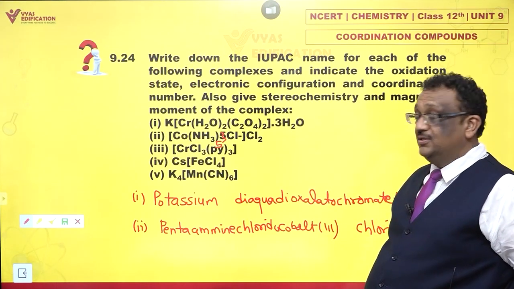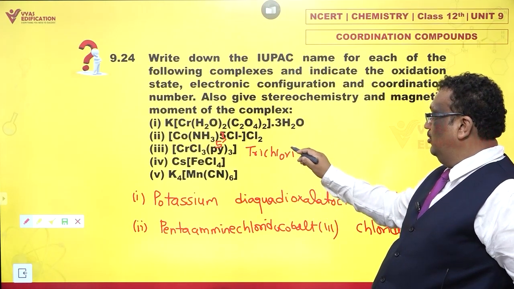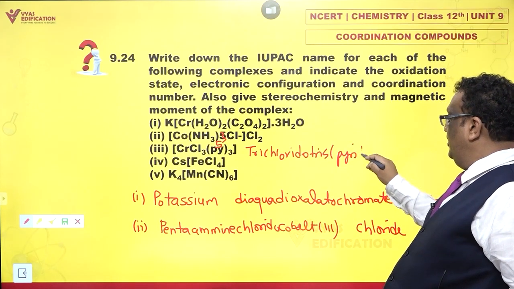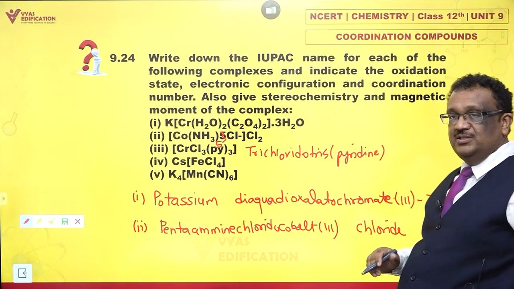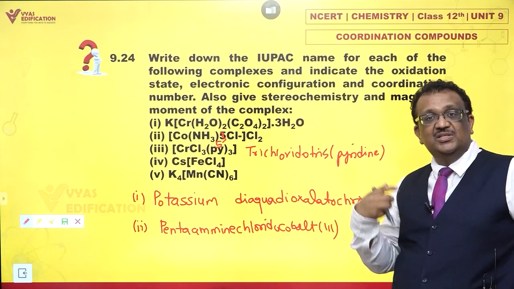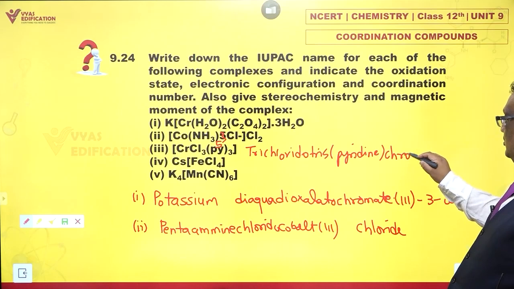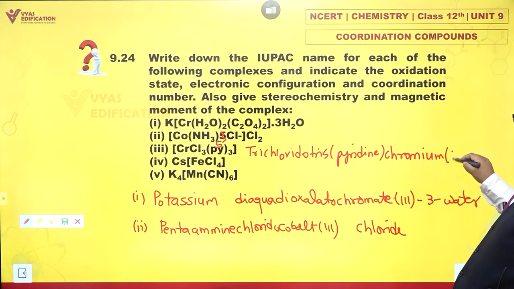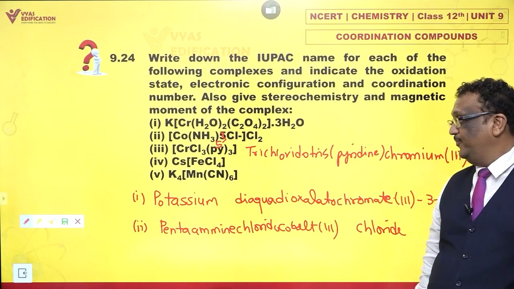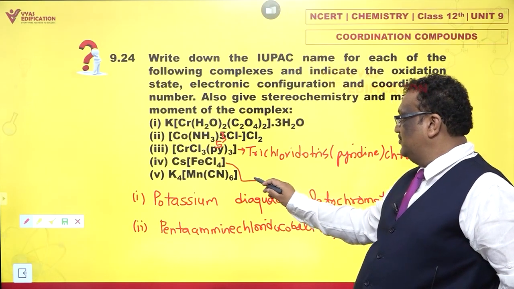Third one, CrCl3(py)3. This is trichlorido trispyridine chromium 3. For organic ligands, instead of di, tri, tetra, it is best to use prefixes such as bis, tris, etc. There is no cation and anion, it's a neutral coordination sphere. This is the third. Fourth, I think I have some space here, I'll write it down.